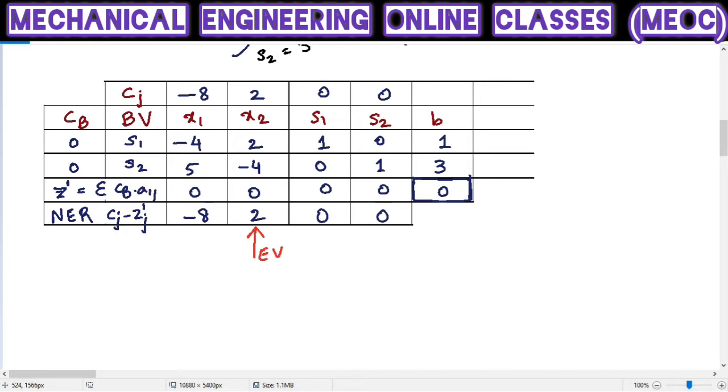Now because we can find only two variables at a time as we have only two constraints, we have to kick out one of these basic variables. Which variable must be kicked off? We have to find the replacement ratio or minimum ratio in order to decide whether to make S1 a leaving variable or S2 a leaving variable. How do we find that? It is B divided by the corresponding pivot column coefficient. So for S1 it is 1 divided by 2, and for S2 it is 3 divided by minus 4.